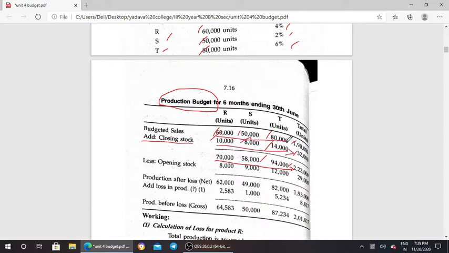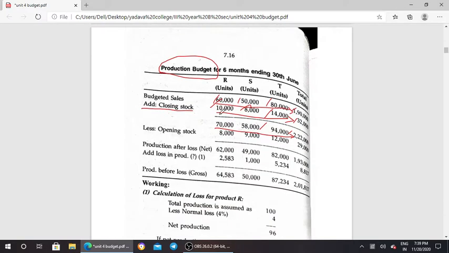So this is the total units. Less opening stock, which has also been given: 8,000, 9,000, 12,000. When we add all this, you get 29,000. Simultaneously, we take the budget sales add closing stock total, less the total of opening stock, so you get production after loss.